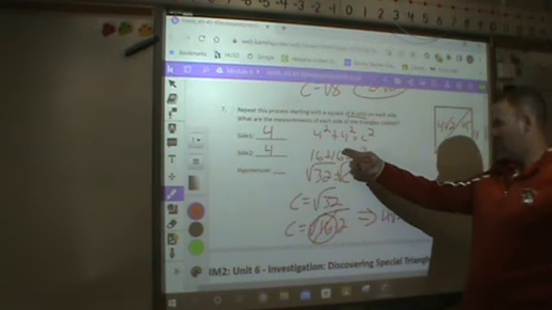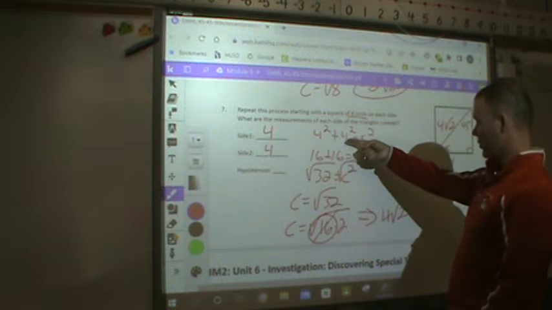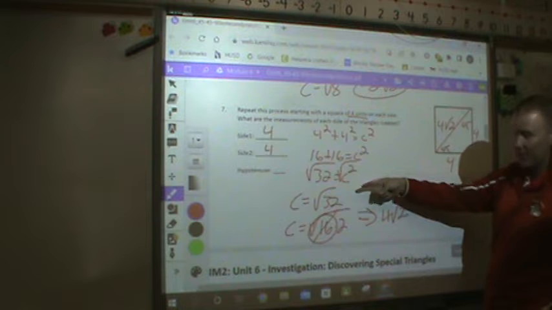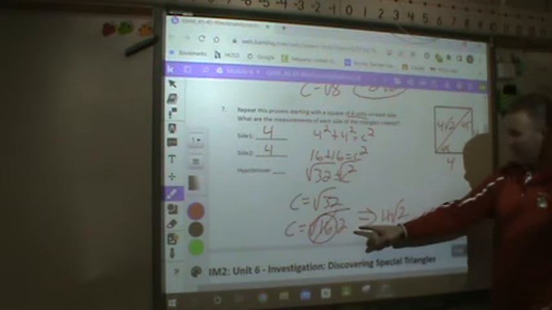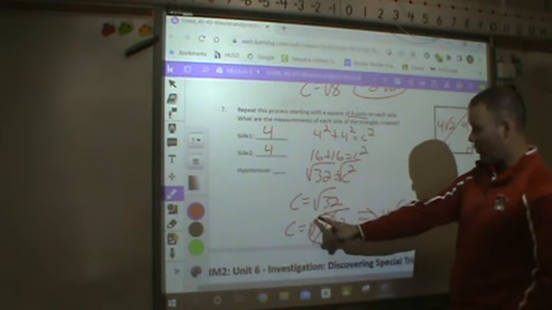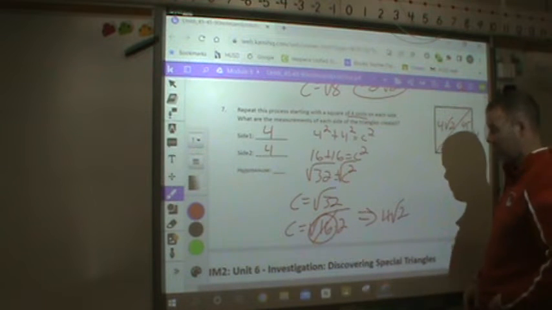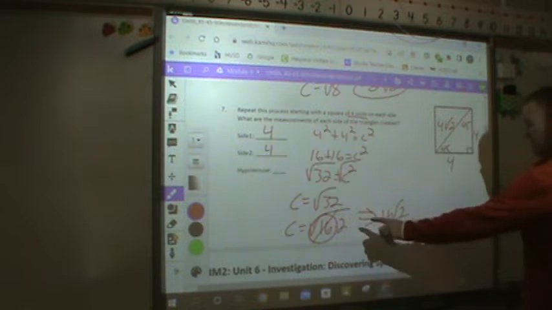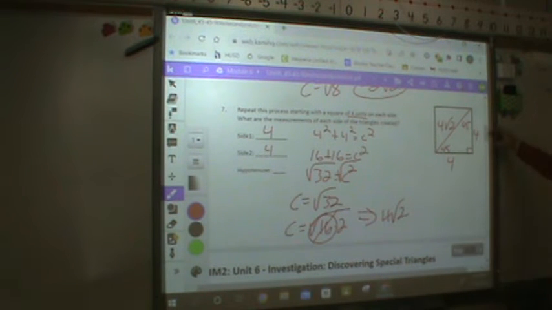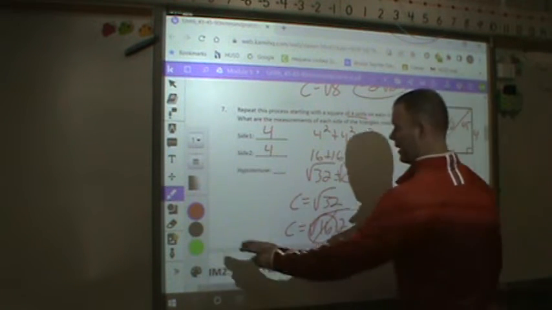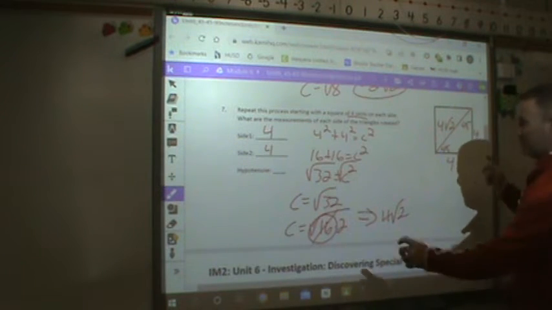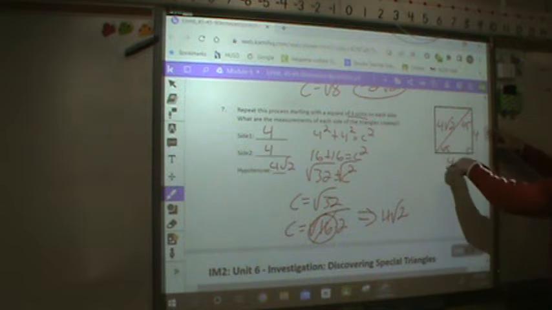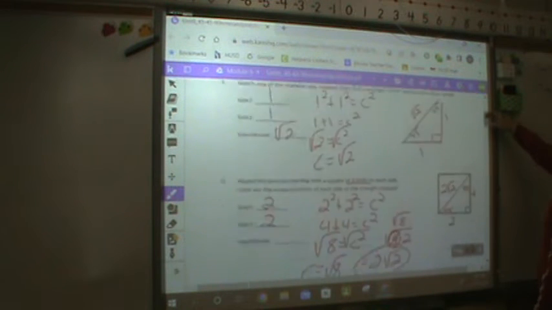Hopefully you came back and you got the square root of 32, so you can progressively see how we did this. The square root of 32 simplifies or factors to radical 16 times 2. Again, think perfect squares. This is why we spent all that time on simplifying radicals. So we get 4 square root of 2. Now go back, and what do you notice about the relationship between the legs and the hypotenuse here?